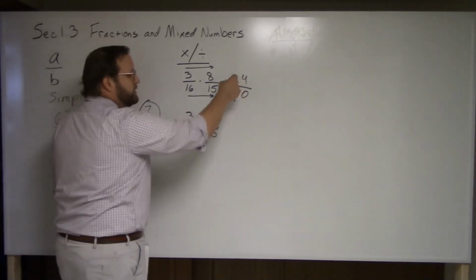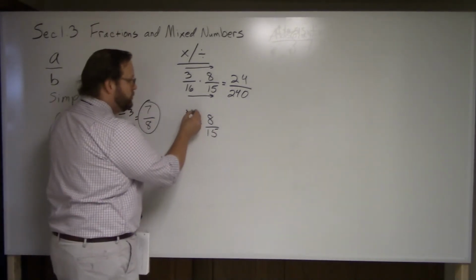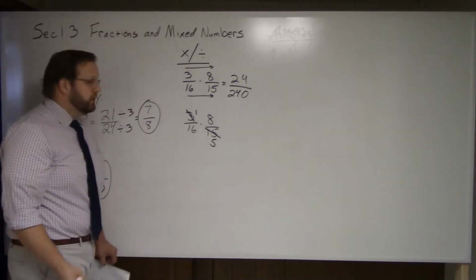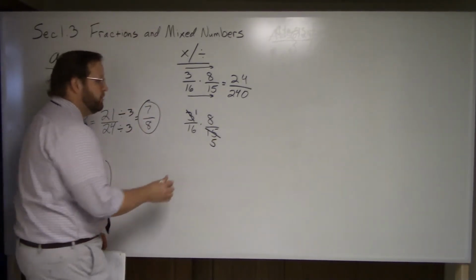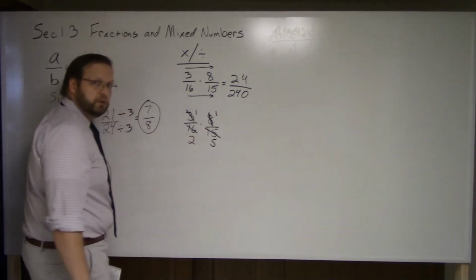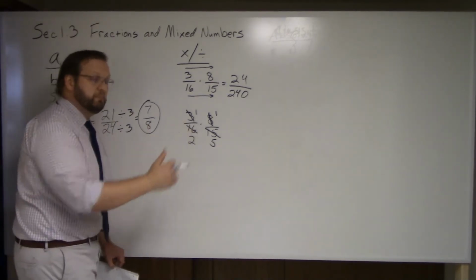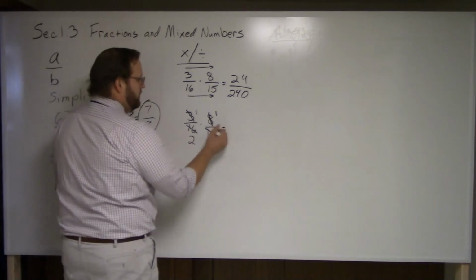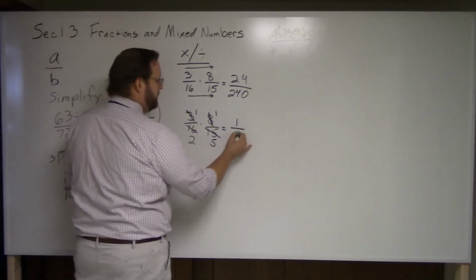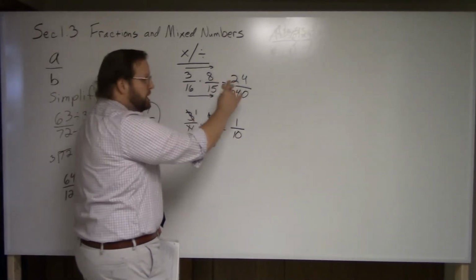Because instead of dealing with a 24 and a 240, 3 divides 3 once, 3 divides 15 5 times. Look at how much smaller those numbers are. Keep going. 8 divided by 8 is 1. 16 divided by 8 is 2. And now I'm not even multiplying as big a numbers, let alone simplifying them at the end. 1 times 1 is 1. 2 times 5 is 10. And I'm done.